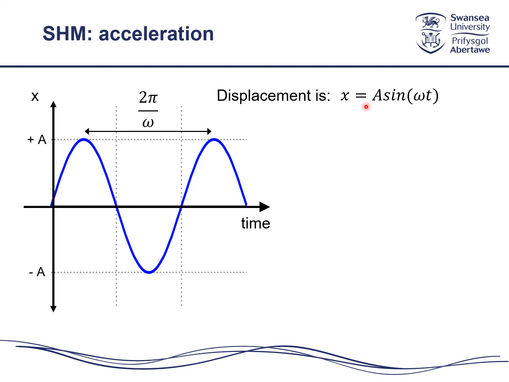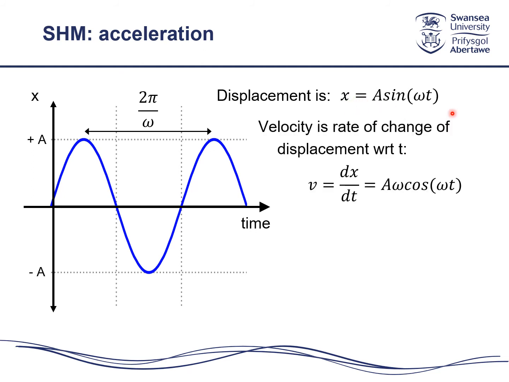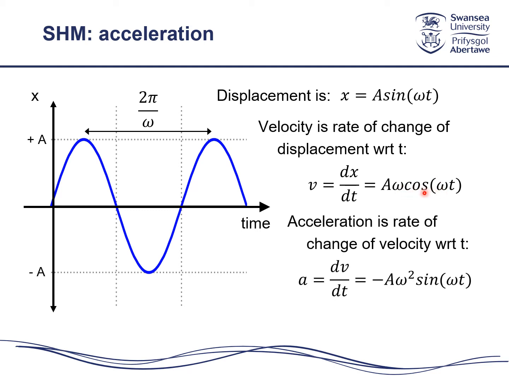Considering this displacement, we can then say velocity is the rate of change of displacement with respect to time. So v is equal to dx divided by dt. Differentiating sine omega t with respect to t, we take the omega out, sine changes to cos, and similarly acceleration is the rate of change of velocity with respect to time, a equals dv by dt.